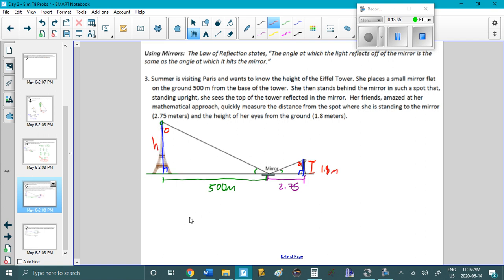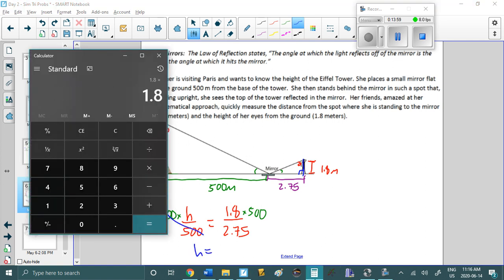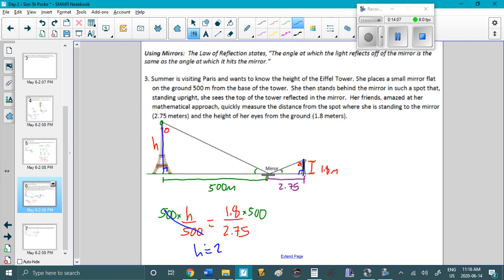So it's very, very simple. H over 500. So object over ground distance equals object, which is the height of the girl's eyes, over ground distance. And now we just multiply by what's underneath, just like before. So you can see here, like I said, it's nothing new really. I think it's actually a bit easier than what we've done before. And we get 1.8 times 500 divided by 2.75, which is approximately 327.3 meters, the height of the Eiffel Tower, according to her investigation here.